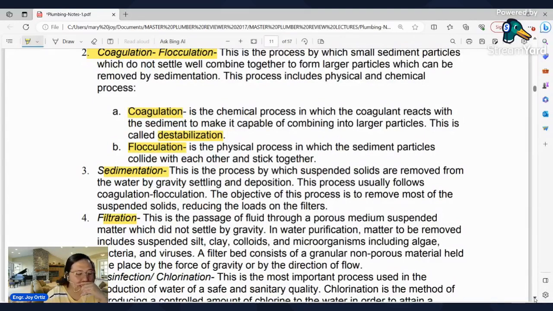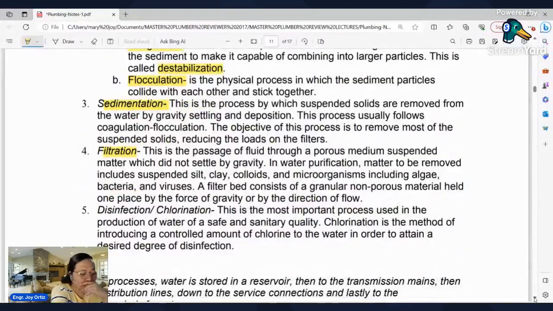When it comes to filtration, it is the passage of fluid through a porous medium. It filters the large particles and suspended matter which did not settle by gravity, in order for the matter to be removed, including suspended silt, clay, colloids, and microorganisms, including algae, bacteria, and viruses. A filter bed consists of granular, non-porous material held in place by the force of gravity or by the direction of flow. Next is disinfection and chlorination.